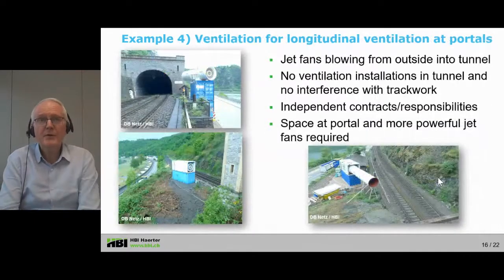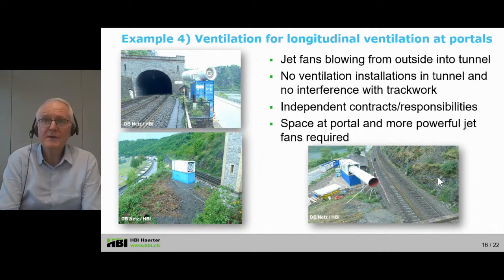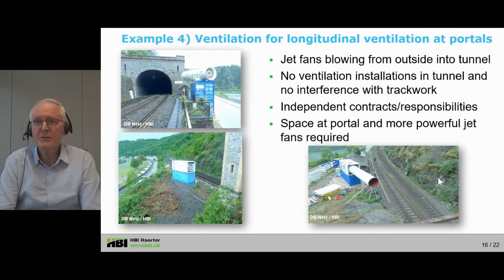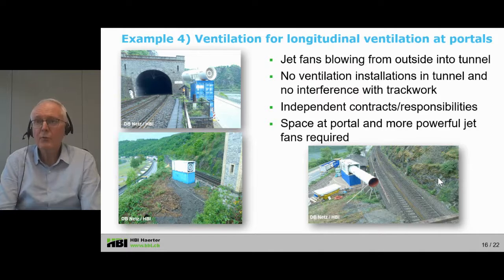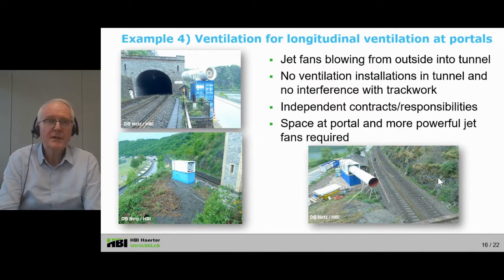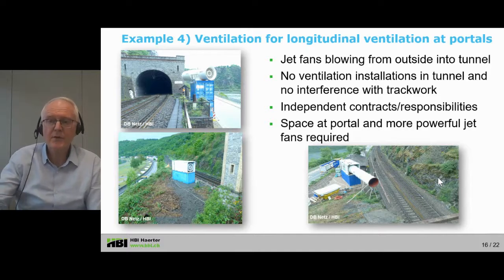A fourth example of recent developments is this ventilation from the portals. So jet fans are blowing from outside into the tunnel. There are no ventilation installations in the tunnel, so there is no interference with the track works. This allows independent contracts and responsibilities. However, it requires space at the portal and more powerful jet fans are required. So you see here three tunnels, three different examples of how that was realized in projects.